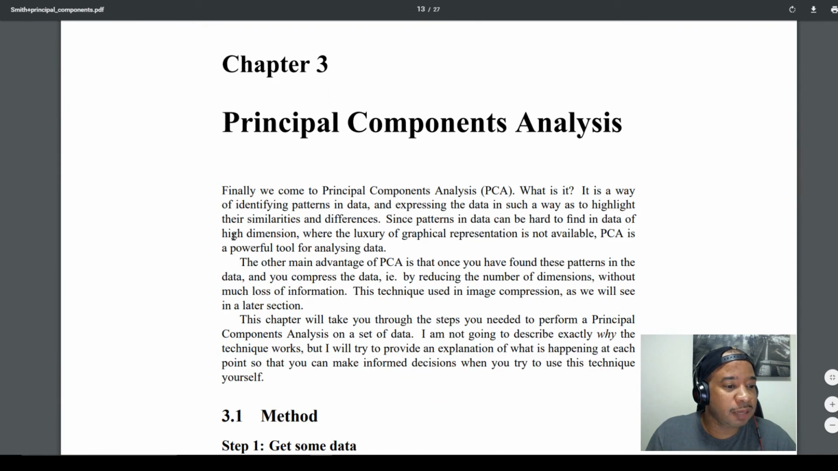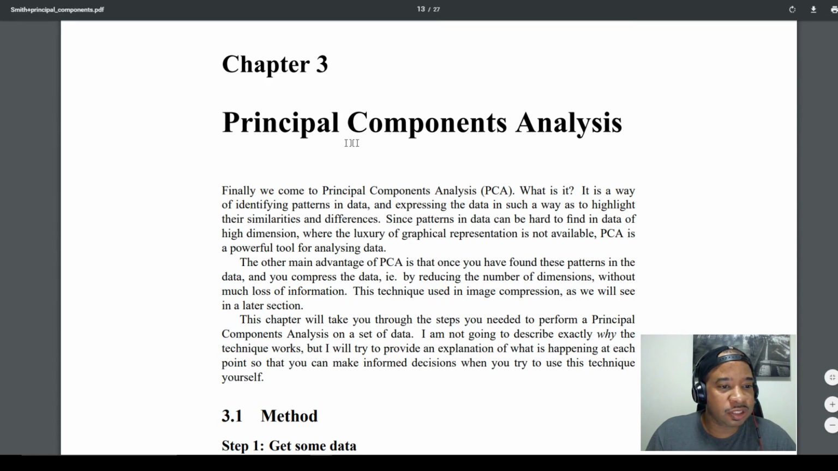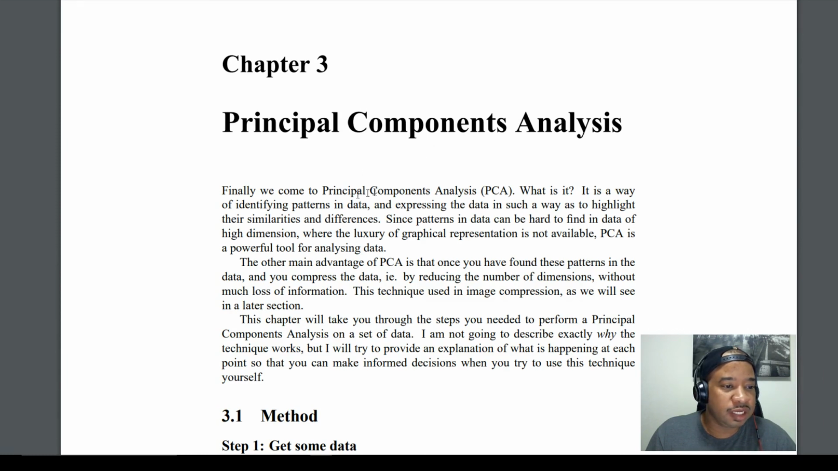Okay, so we're warmed up, and I'm going to stop it right here. That's a little warm up to the principal component analysis. Basically, some of the things that you should know going into studying the principal component analysis.